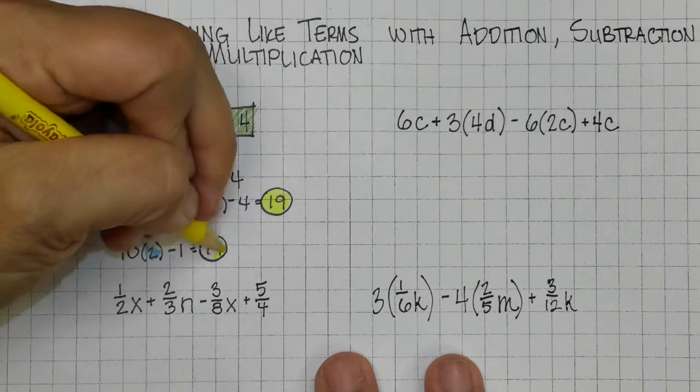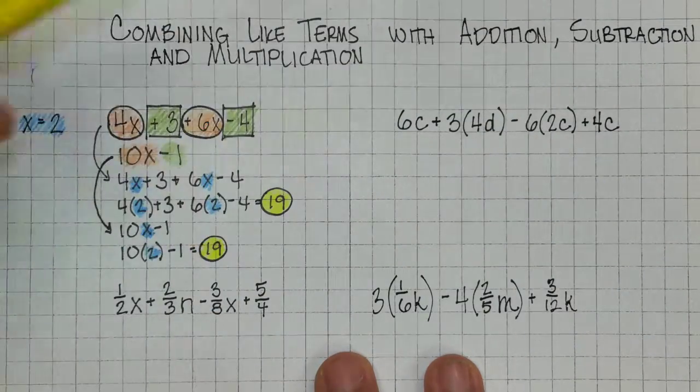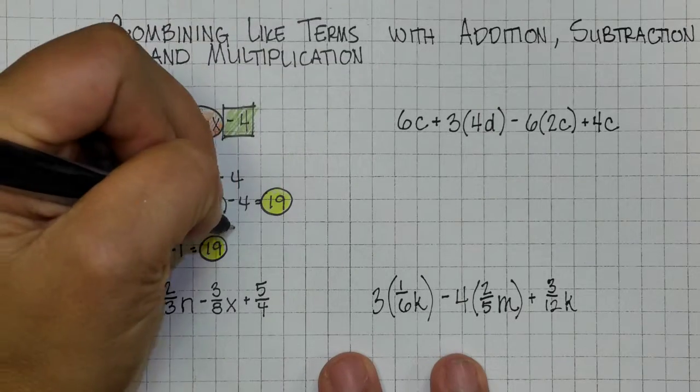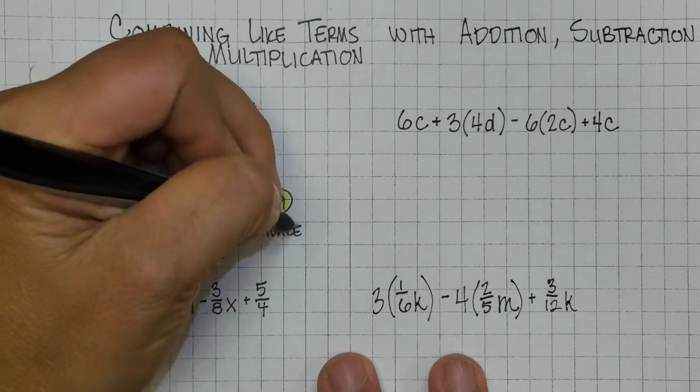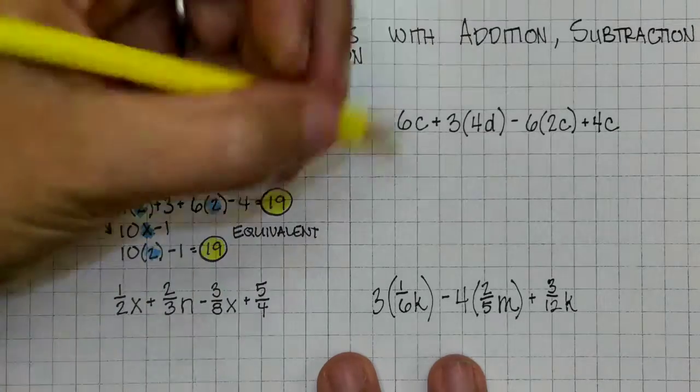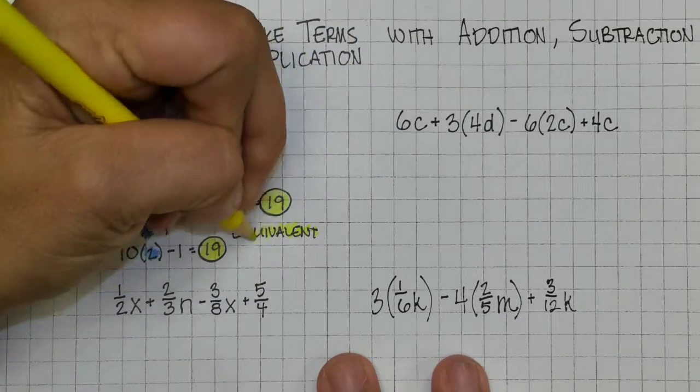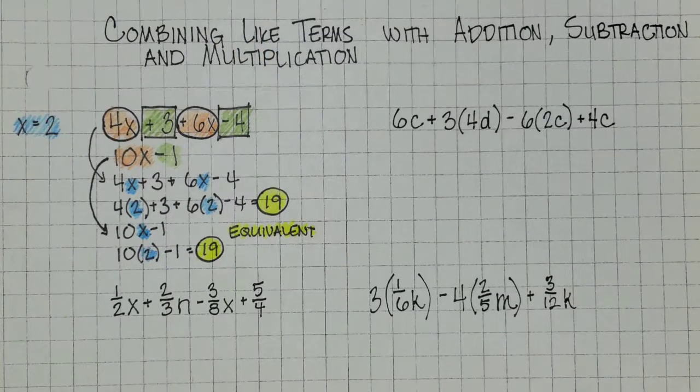And so therefore they are equivalent because this and this are the same. So you can say they are equivalent. What's making them equivalent is they both equaled 19.